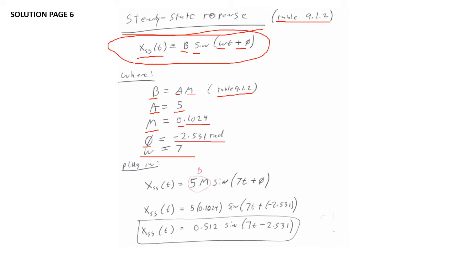When we do that, we can see that our steady state response is equal to 5 times M, which is my b, because b is A times M and my A is 5, times the sine of 7t plus phi. Now I have all these values, so I can start plugging in some more. My steady state response is equal to 5 times my value for M of 0.1024 times the sine of 7t plus my phi value of negative 2.531 radians. Plugging this in, I see that my steady state response is equal to 0.512 times the sine of 7t minus 2.531.